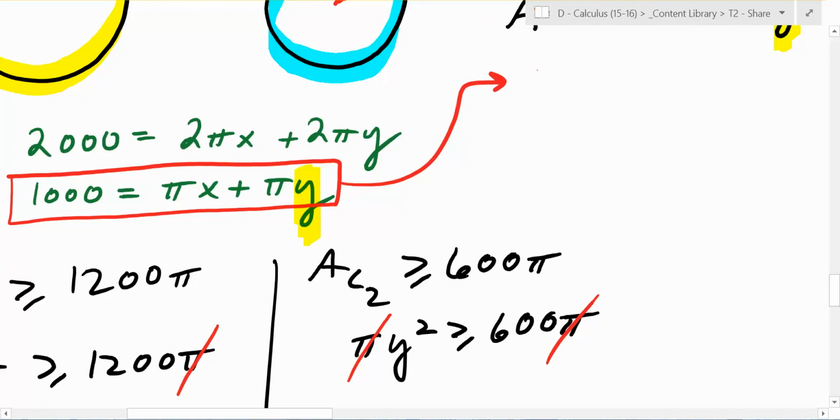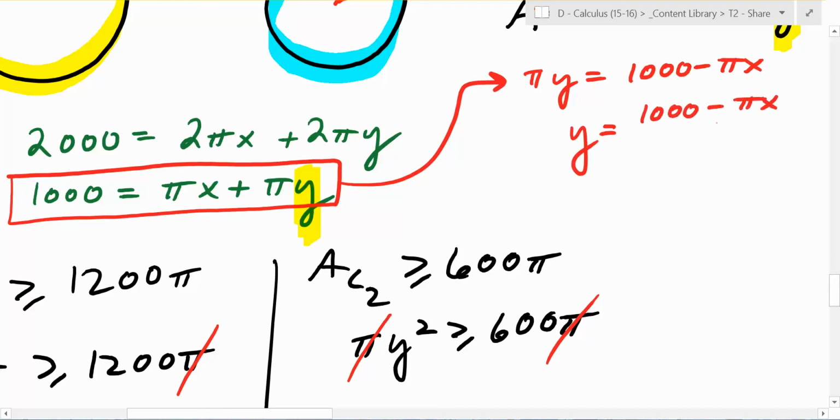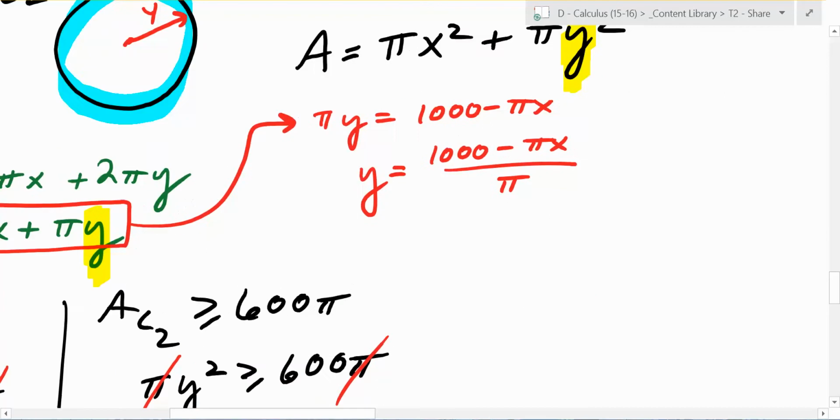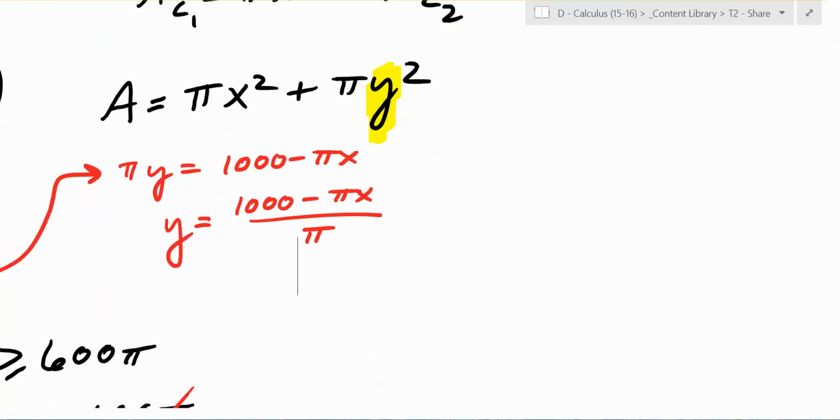So what do you get here? You end up with pi y is equal to 1000 minus pi x. So what does y equal? 1000 minus pi x all over pi. So what can you do? Could you simplify that a little bit? Yeah, it's debatable whether this is considered to be simpler, but I'll take it. It's arguable, right? It's not definitive which is better or worse. I personally like the one on the left because it's one fraction. So let's just take that one.